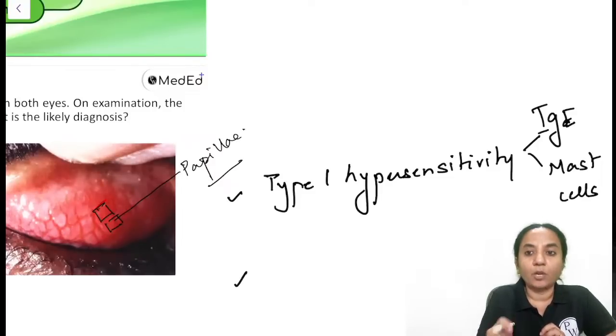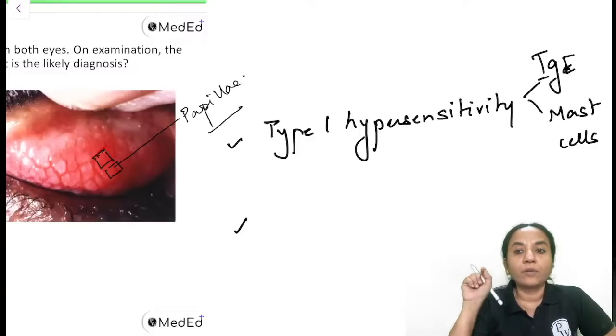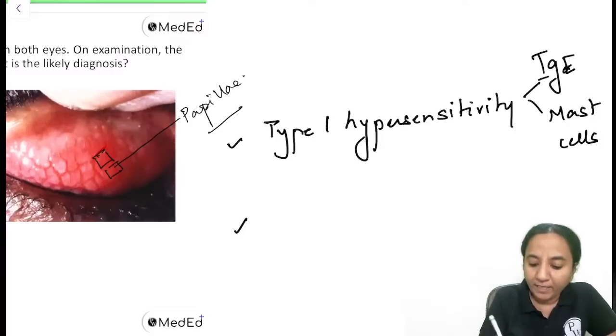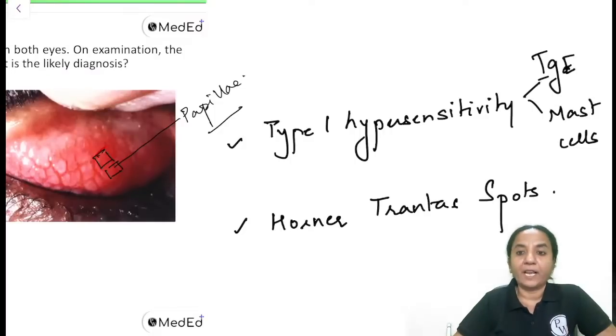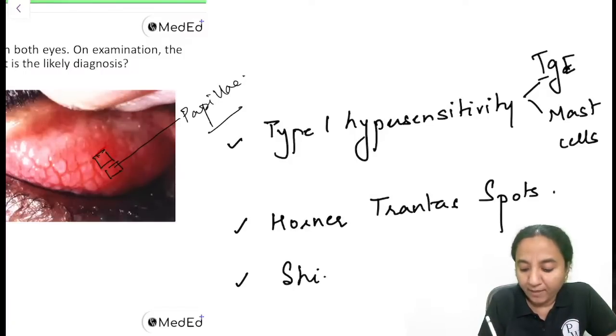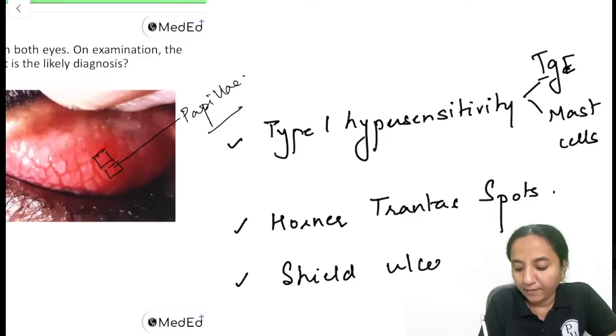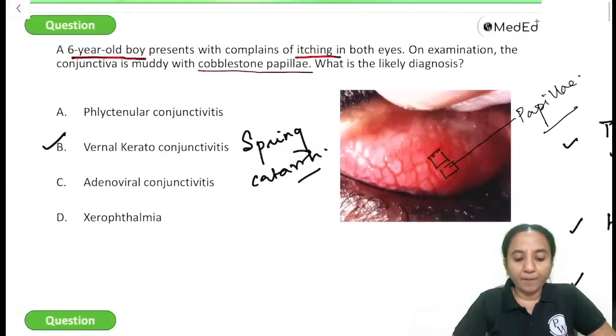One is, as we just saw, the cobblestone papillae which are there on the upper tarsal conjunctiva or the upper palpebral conjunctiva, and the other feature is that close to the upper limbus we have small whitish lesions which are called as our HT spots or the Horner-Trantas spots. So cobblestone appearance or cobblestone papillae on the upper tarsal conjunctiva, HT spots on the upper limbus, and associated with this we can have an ulcer which is also called as the shield ulcer. So all these can be asked in the exam. Right, so this is about vernal keratoconjunctivitis. Shall we move on to the next question?